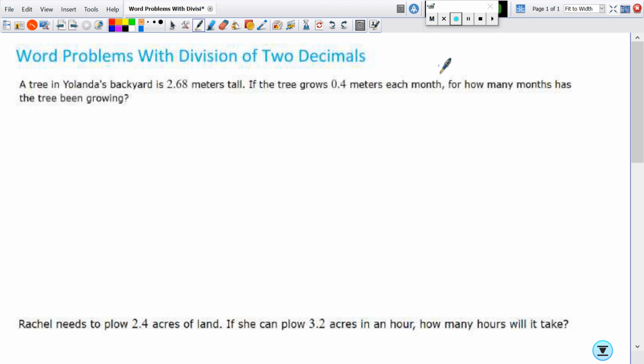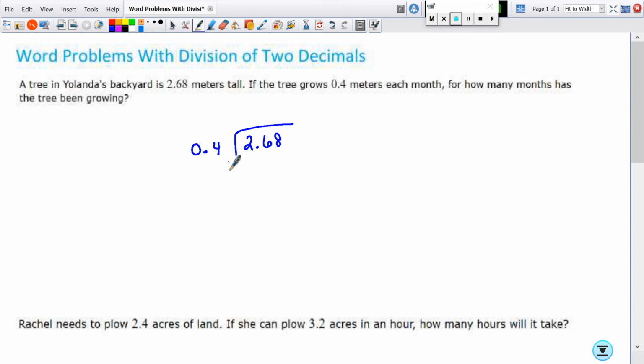A tree in Yolanda's backyard is 2.68 meters tall. If the tree grows 0.4 meters each month, how many months has the tree been growing? So the total height is 2.68, and it's growing 0.4 meters each month. So you're going to divide by that.